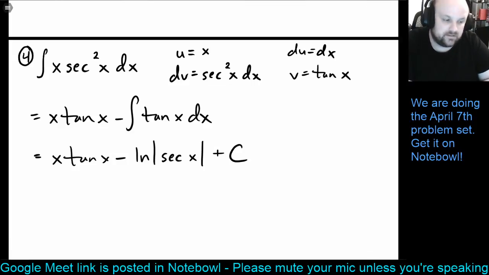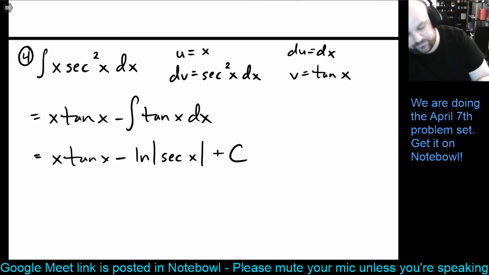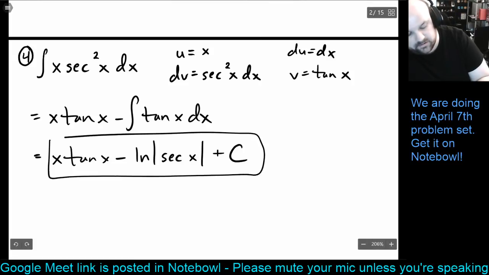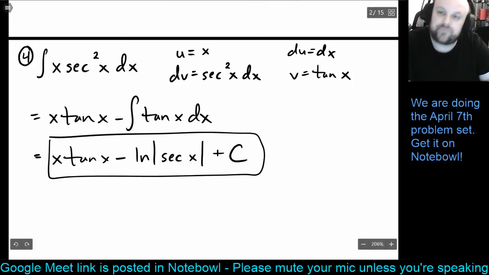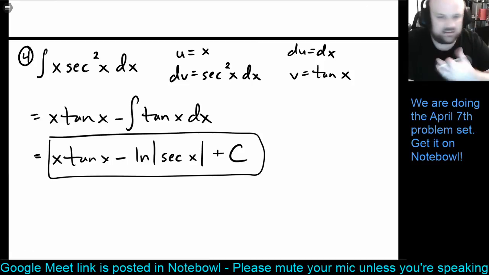All right. And there we go. So again, it's just using the setup here for integration by parts. Nothing, hopefully, terribly complicated here. All right.